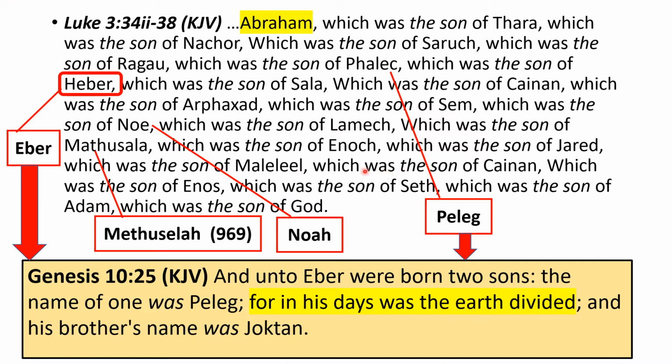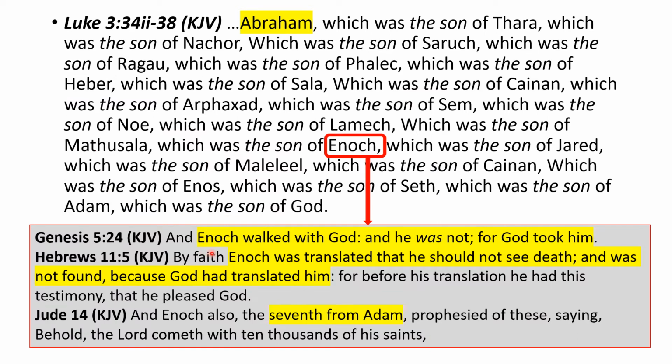Another notable name in this section of the genealogy is Enoch. In the Old Testament we're told that Enoch walked with God and he was not, for God took him. In the New Testament in Hebrews it records, Enoch was translated that he should not see death and was not found because God had translated him. There's another New Testament reference of Enoch in Jude. There it's also mentioned that he is the seventh from Adam.